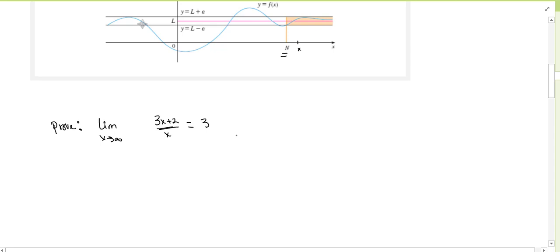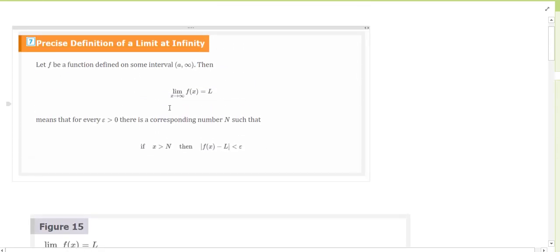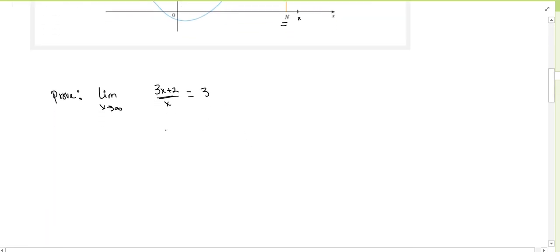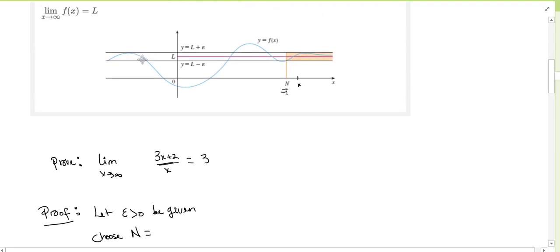Now, how do we use the definition? It says for every epsilon greater than 0, there is a corresponding N, so we're going to be looking for the N. Just as we did before with the limit as x goes to a, our proof starts with: let epsilon greater than 0 be given. Now instead of finding the delta, we're going to find the N. So we're going to choose the capital N to be something, and we're going to try to find that N.